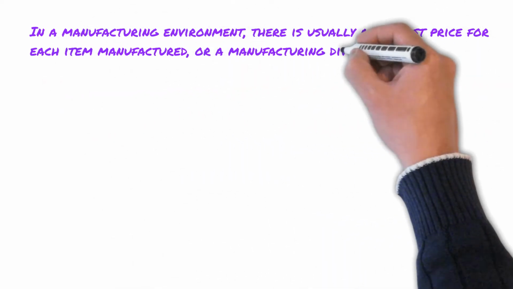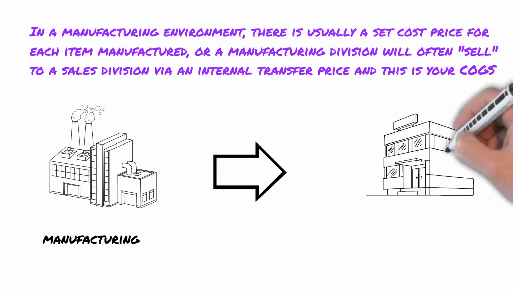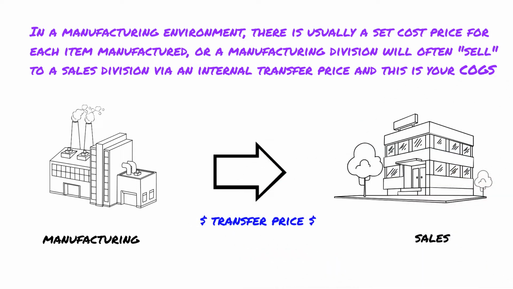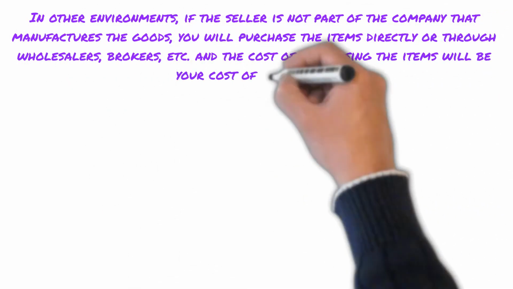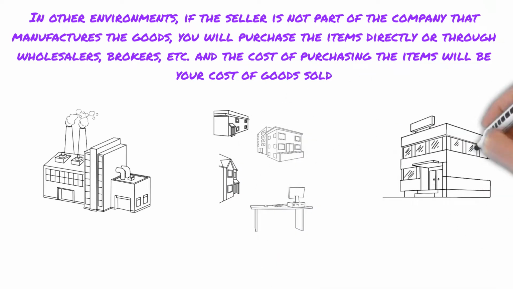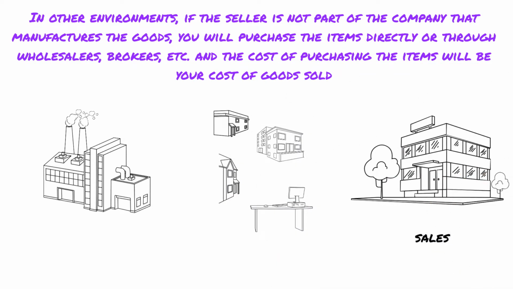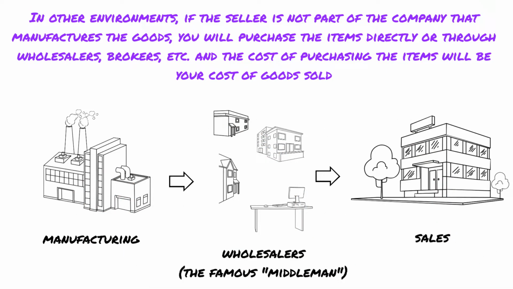In a manufacturing environment, there is usually a set cost price for each item manufactured, or in some cases, the manufacturing division will often sell the products to a sales division by means of a transfer price. This is your cost of goods sold. In most other cases, if the seller is not part of the company that manufactures the goods, the products are purchased directly or through wholesalers, brokers, etc., and the cost of purchase is the cost of goods sold. As you see, this is the famous middleman.